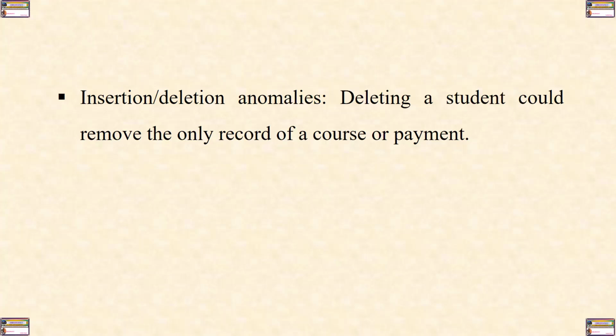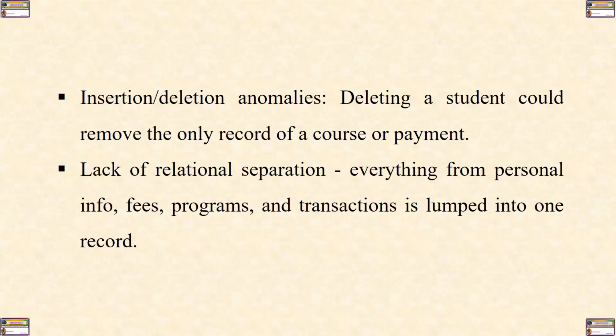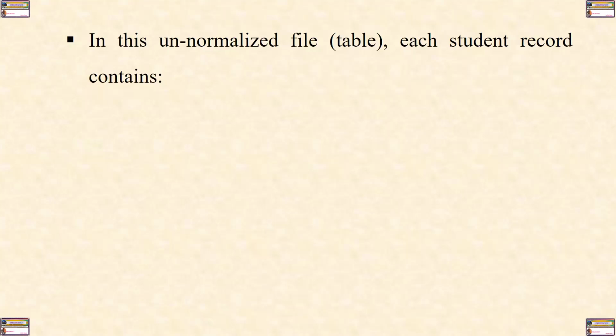In other words, that information can disappear completely because we don't have strategies put in place to ensure that a slight mistake does not get reflected across all the database. We also have what we call lack of relational separation. Everything from personal information, the fees, the programs, and other transactions, as you have seen, is lumped into specific records or into specific fields. So these are some of the things that we need to deal with.